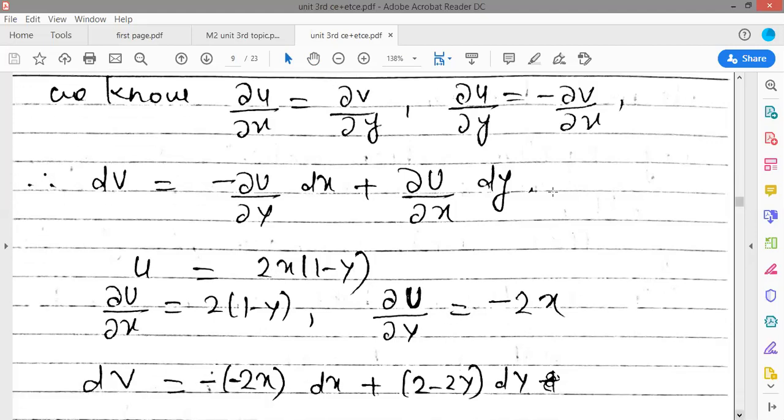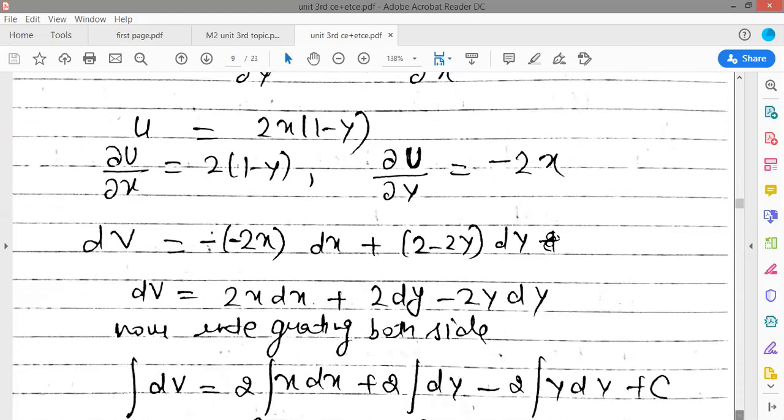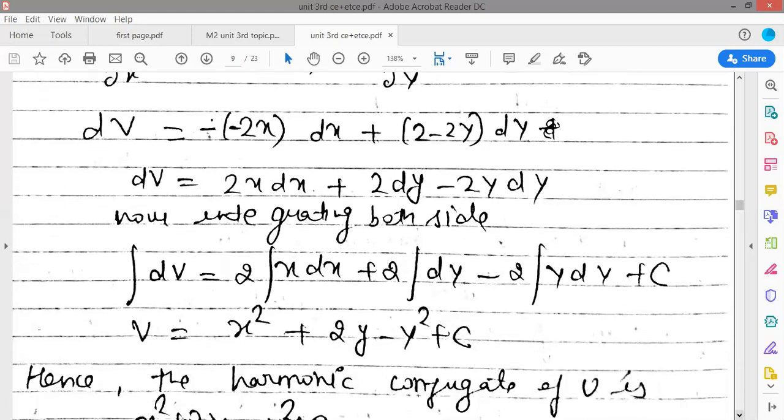Just put all these values in the above equation. So dv is equal to minus of minus 2x dx plus 2 minus 2y dy. So you have dv is equal to 2x dx plus 2 dy minus 2y dy. We will get our v if we integrate on both sides.